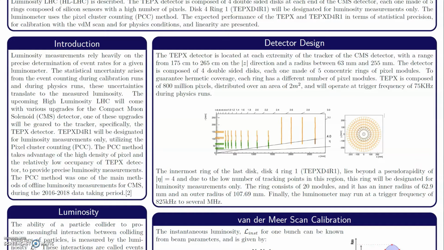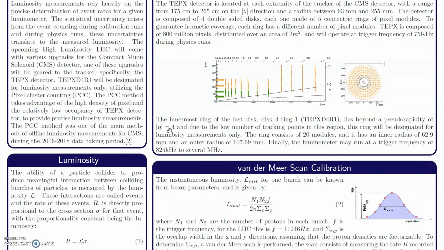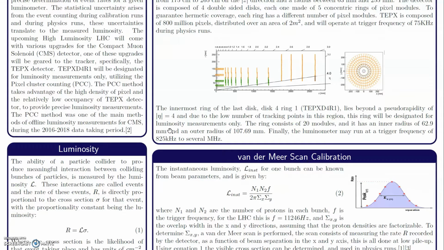TEPX is composed of 800 million pixels distributed across an area of 2 square meters, and it will operate at a trigger frequency of 75 kilohertz during physics runs. As mentioned before, this ring will be designated for luminosity measurements only. This is because it lies at a pseudorapidity of about 4, and since there's a really low number of tracking points in this region, this ring wouldn't be suited for tracking purposes.